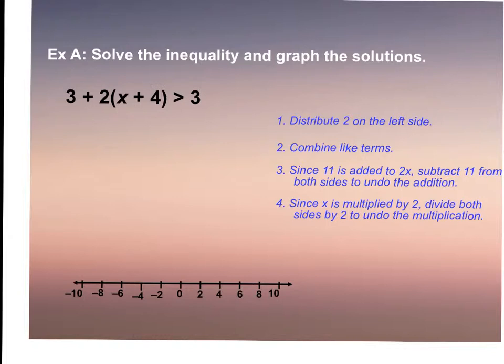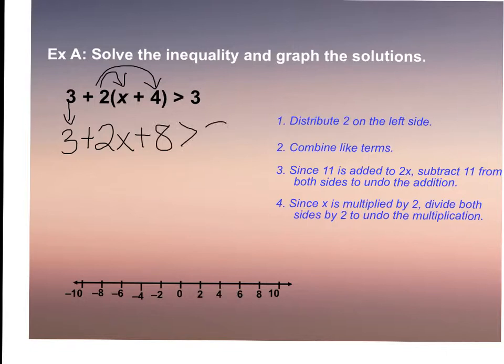Now notice I'm going to have to apply the distributive property first. Anytime we see parentheses, we do that. So I'm going to distribute the 2 to the x and to the 4. I'm going to just rewrite the 3 because I can't combine it with anything or move it over to the next side yet. And then I get plus 2 times x is 2x, and 2 multiplied by 4 is 8. So plus 8 is greater than 3.